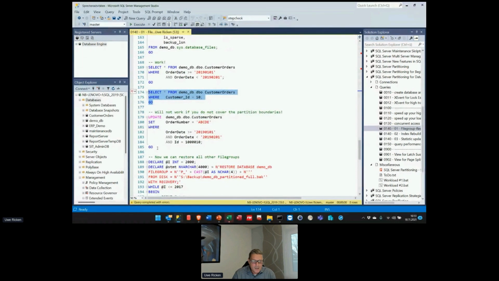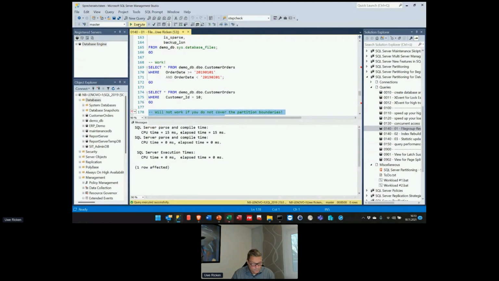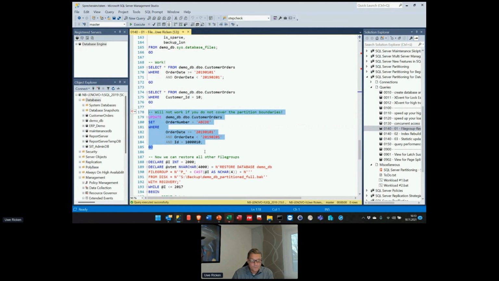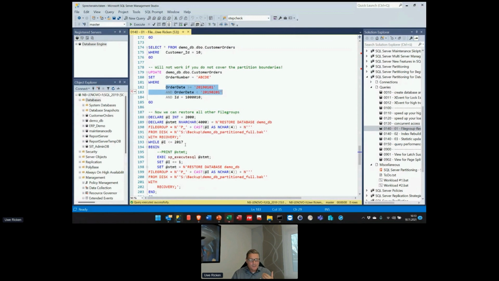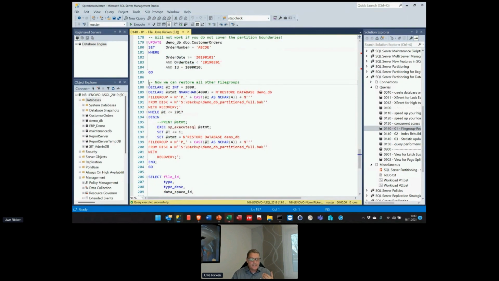So as long as you do not cover the partition boundaries, an update won't work. Here it is working. Why is it working? Well, very simple. Because we say the order number must be in this partition. Then it works. So now, after we gave the call to our customer, we can relax and say, okay, sir, one moment.